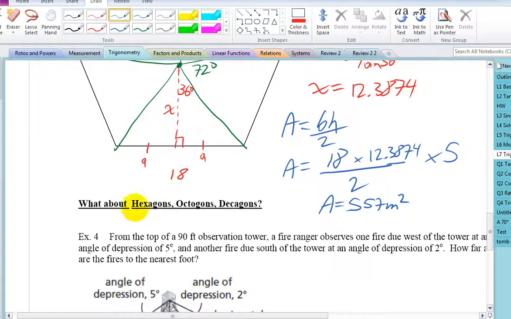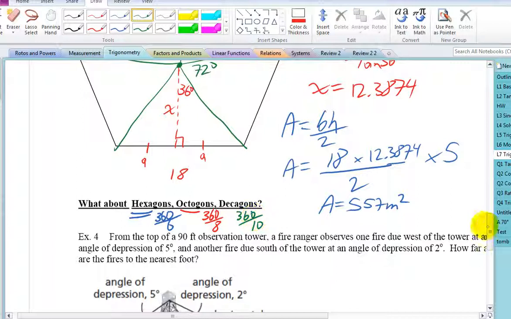What if we didn't have a pentagon, but we had a hexagon? How many triangles would we have? 6. So we divide 360 by 6. What about an octagon? Yeah, 360 divided by 8. 8 triangles. And what about a decagon? 10. Good. Decagons have 10 sides. So you just got to be careful on how many triangles you form to figure out that top angle. Any questions about the top angle, or the triangles, or the area of the triangle, or how many different triangles there are? Triangles of triangles of triangles?